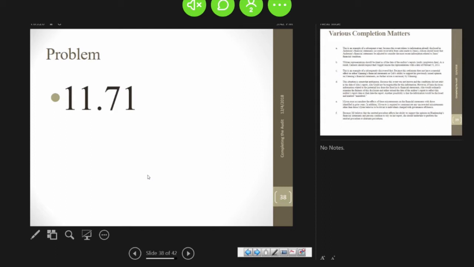Because remember, the management rep letter goes in the audit work papers as documentation. And that's a part of the evidence. So you can't put that rep letter in there with a date that's prior to the date that you completed and signed off on the audit.